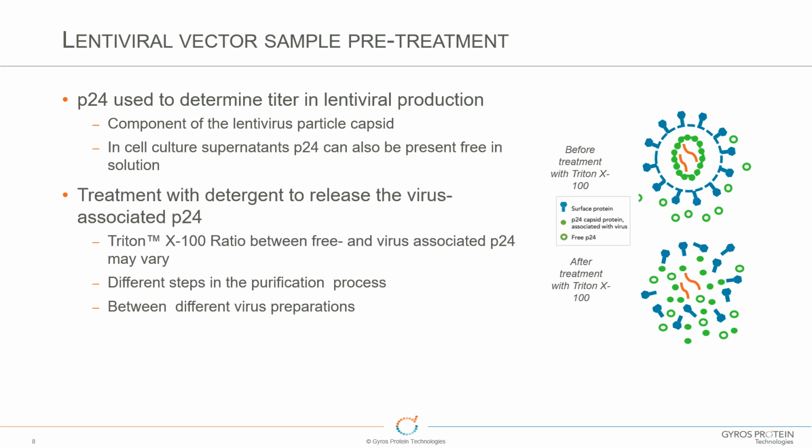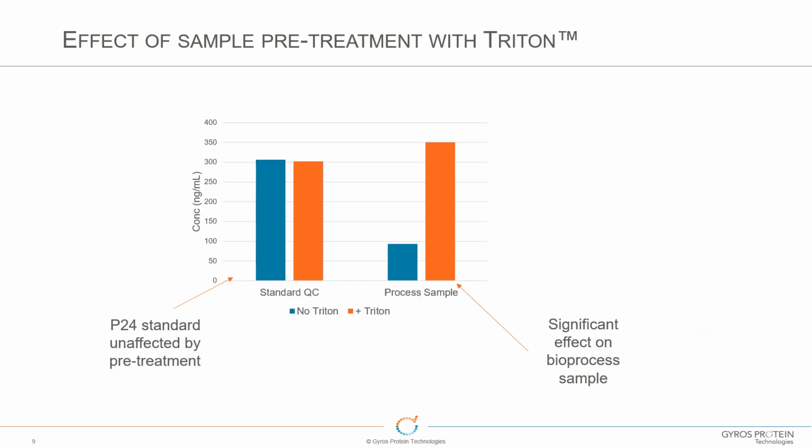Yeah. So here you can see an example where we're comparing the effect of the detergent treatment on standard, which you'd expect has no impact because it's not a full viral particle, versus a sample where the addition of the detergent breaks up the viral particle, and we see an increase in the measurement of p24 that's free in the solution.